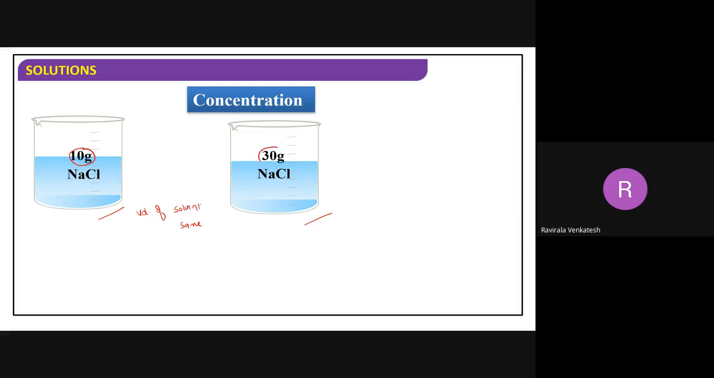The concentration is different because I'm adding a different mass of solute to the same amount of solvent. Understood what I'm saying? Yes, sir. Now tell me, which solution will be more salty?